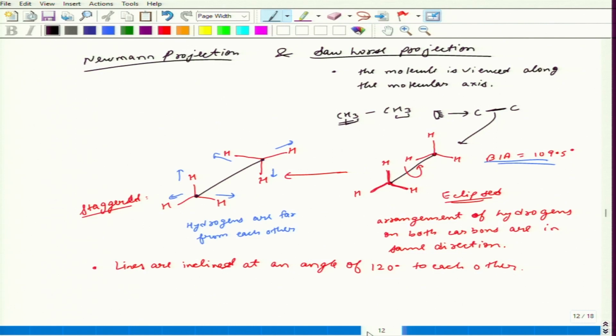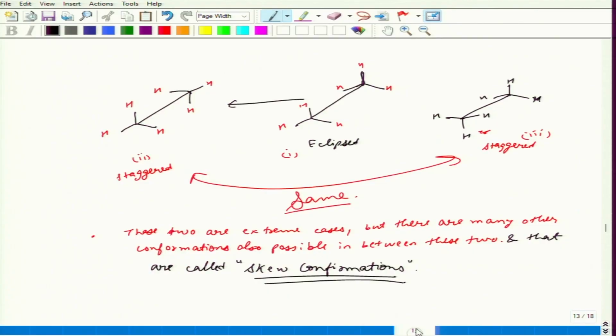However, we already discussed that the C-C bond rotation will give a lot of conformations: at 0 degrees, 1 degree, 2 degrees, a lot of conformations will be obtained, and with staggered and eclipsed we are talking about the two extreme cases. Any intermediate conformations will be regarded as skew conformations, though there will be an infinite number of conformations. So, we can't discuss every one of them. So, we have discussed the two extreme cases of these conformations.